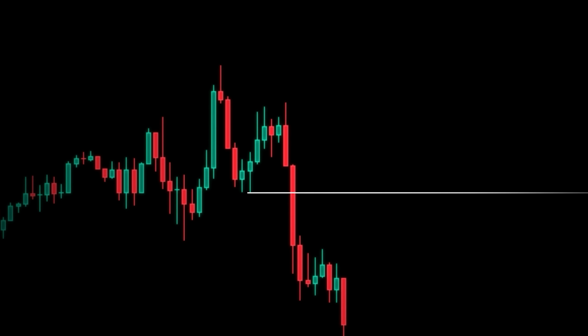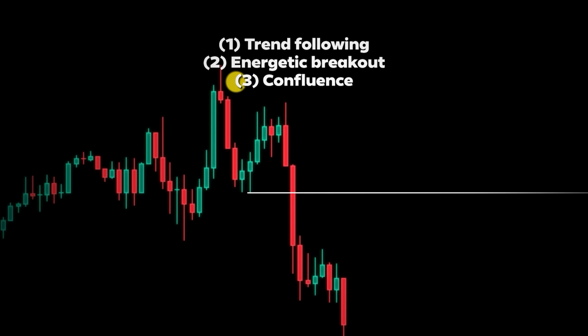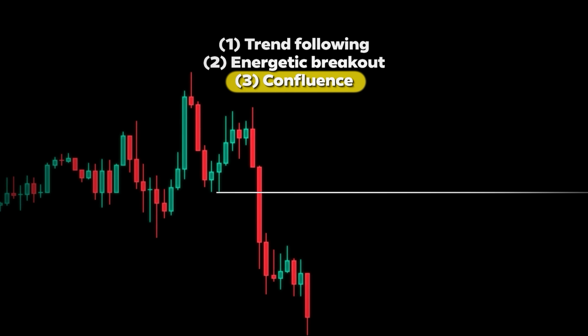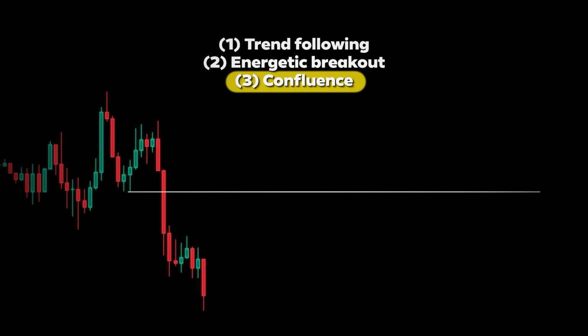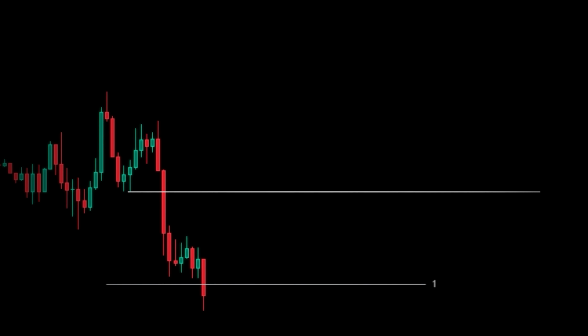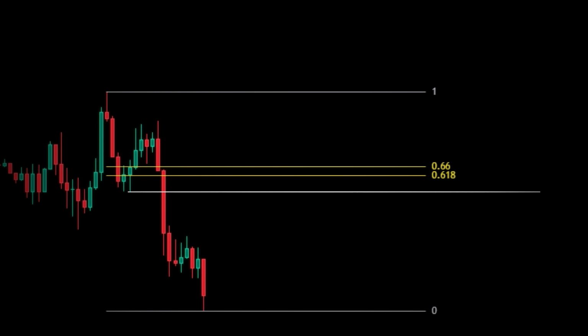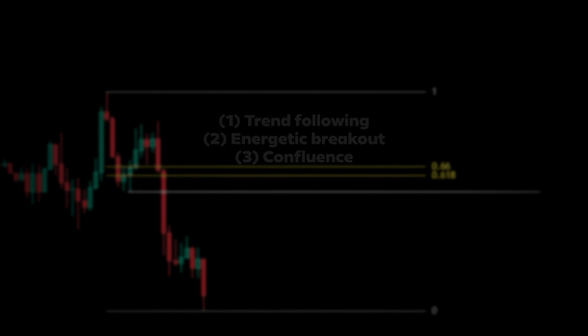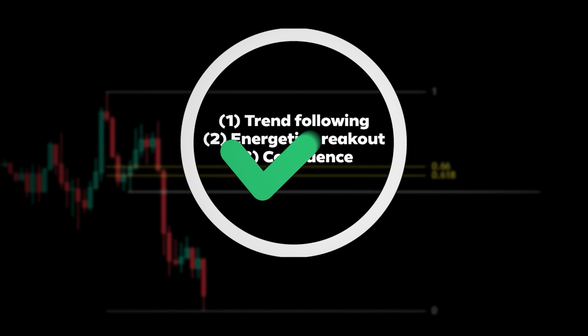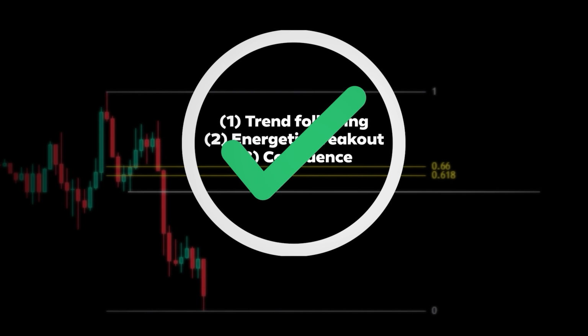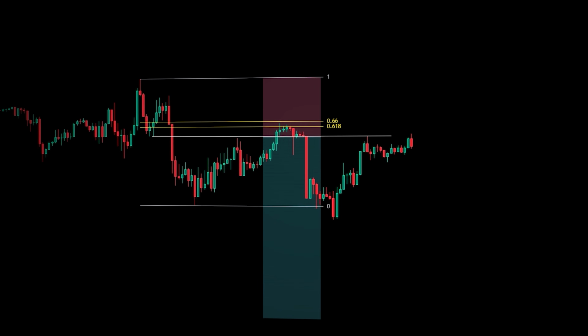Now, the final and most important part is to find confluence. So we need other forms or other signals of resistance besides just another swing low. For example, this could be a Fibonacci level, a point of control, a moving average, really anything. And when all of this criteria is met, you're ready to take a trade and watch it play out.